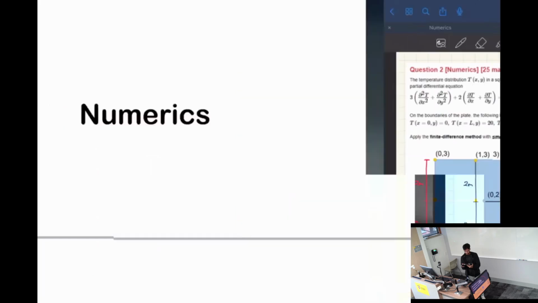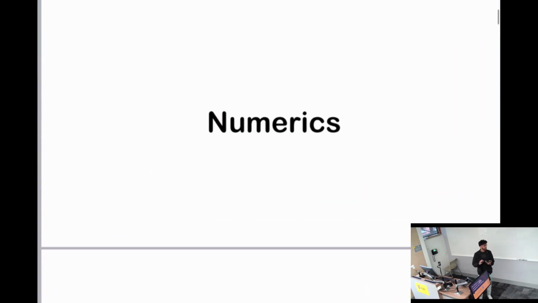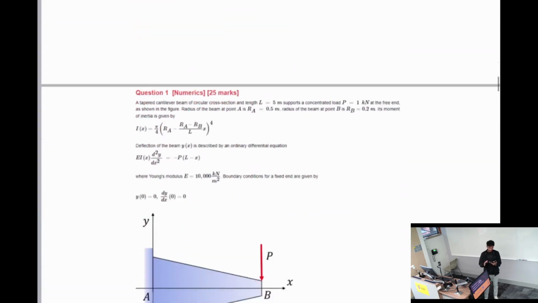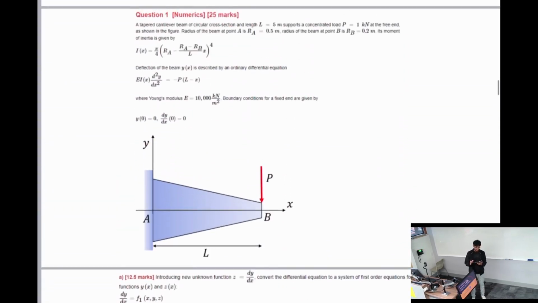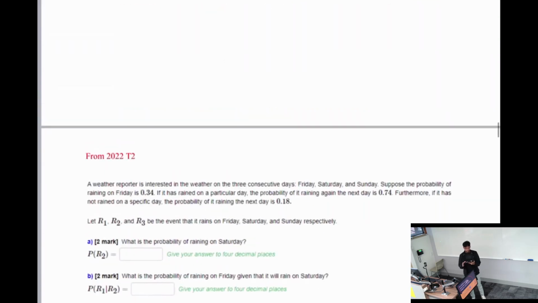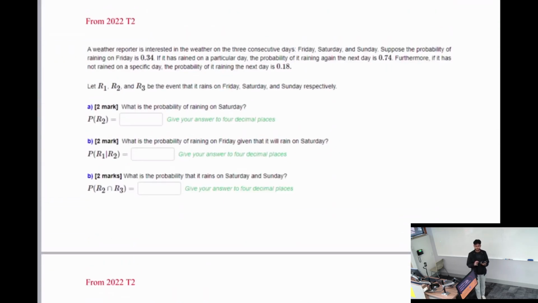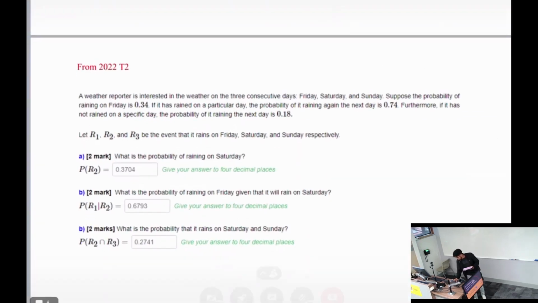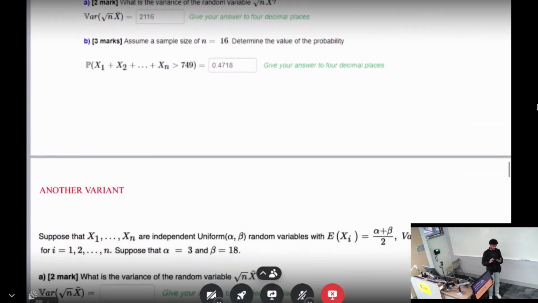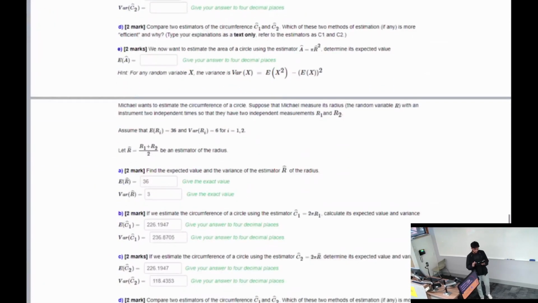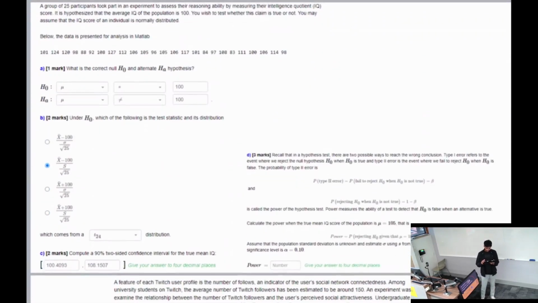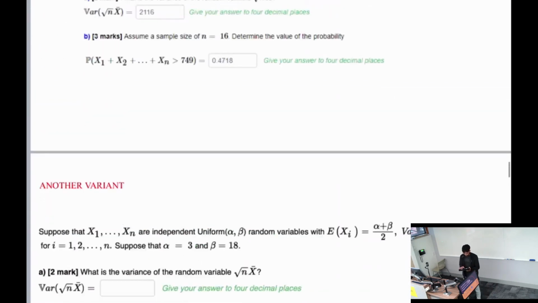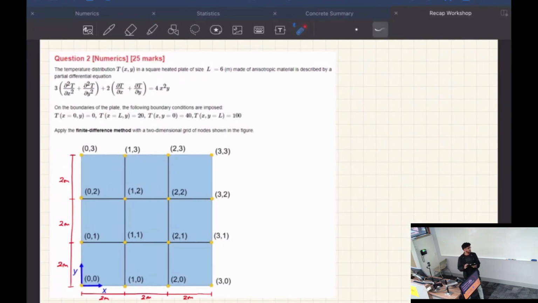So what I'm going to be doing today is going through the numerics past paper on Mobius. There's this question over here, and also this question over here. Afterwards, I'm going to go through some of the stats stuff from the 2022 term 2 paper. These questions are kind of cooked, and these last few ones I wasn't actually able to get completely, but I'll go through as much as I can, okay? Okay, let's get started with the numerics.